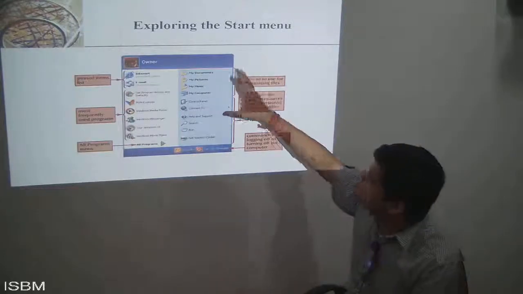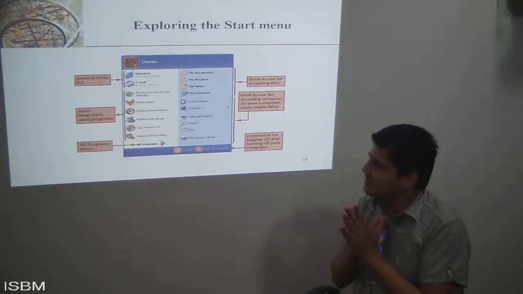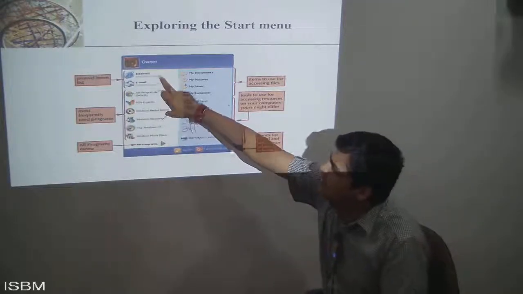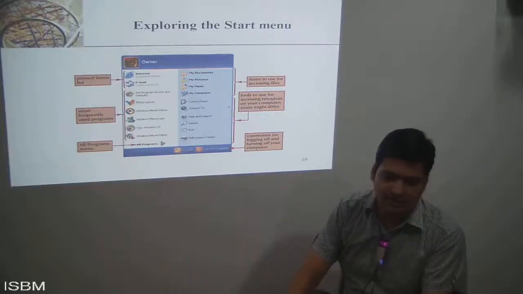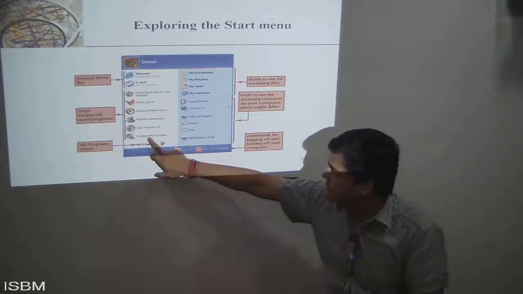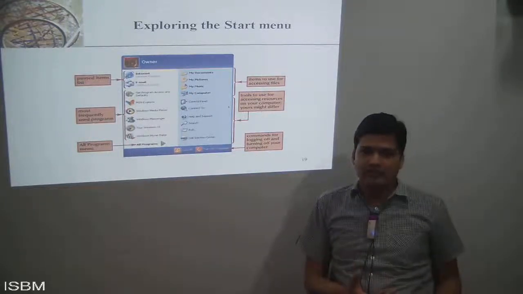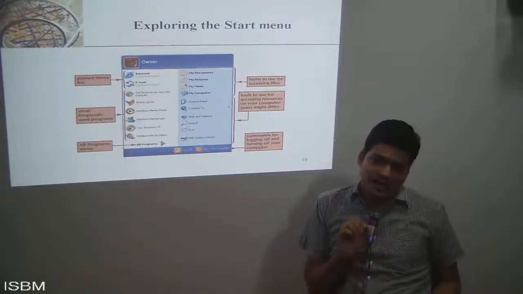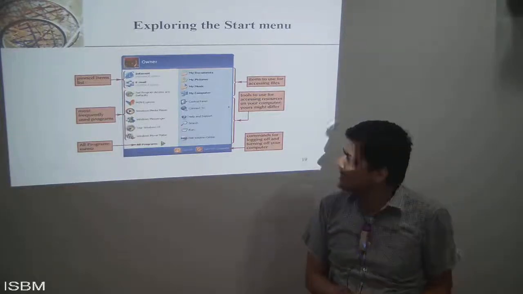See, exploring the start menu. What is the start menu? I want to bifurcate each and everything about the start menu. So we have bifurcated it over here. Starting with the pinned items list, the most frequently used programs, just like Windows Media Player, MSN Explorer, and Windows Movie Maker. These all come by default while you install your Windows. You don't need to install these things again. They will automatically come to your system while installing Windows XP.